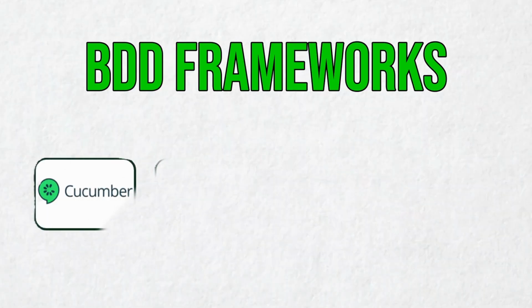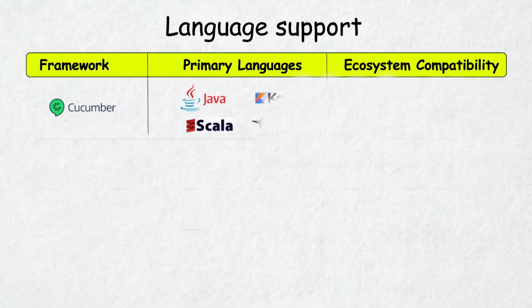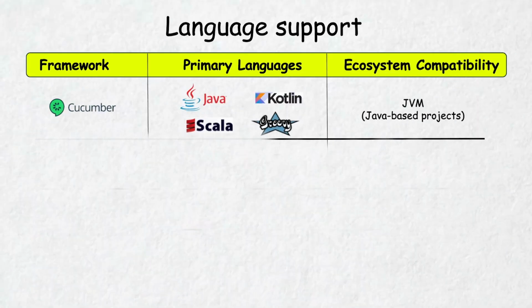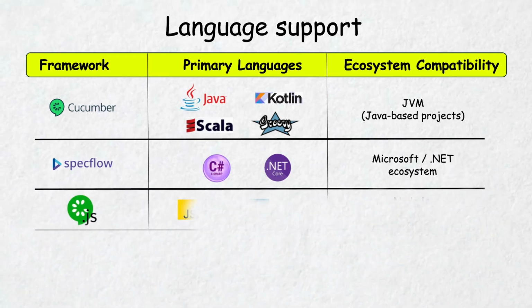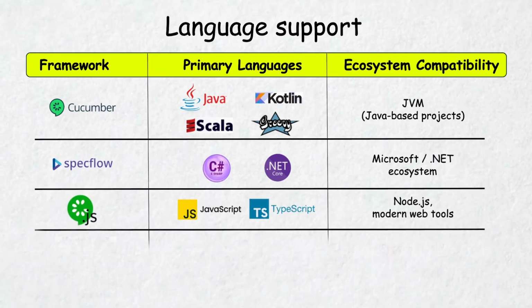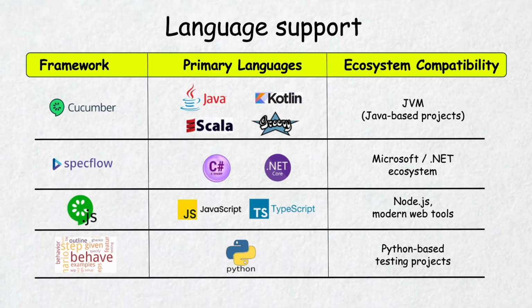BDD frameworks are something that helps automate these scenarios. Let's see how they compare. Let's start with language and platform support. Cucumber is the go-to choice for Java and other JVM languages. SpecFlow is designed for .NET and C#. If your team uses Node.js, Cucumber.js brings BDD to the JavaScript and TypeScript world. And for Python, Behave is the most widely used BDD tool. Your tech stack usually makes this decision easy. Choose what fits your language best.